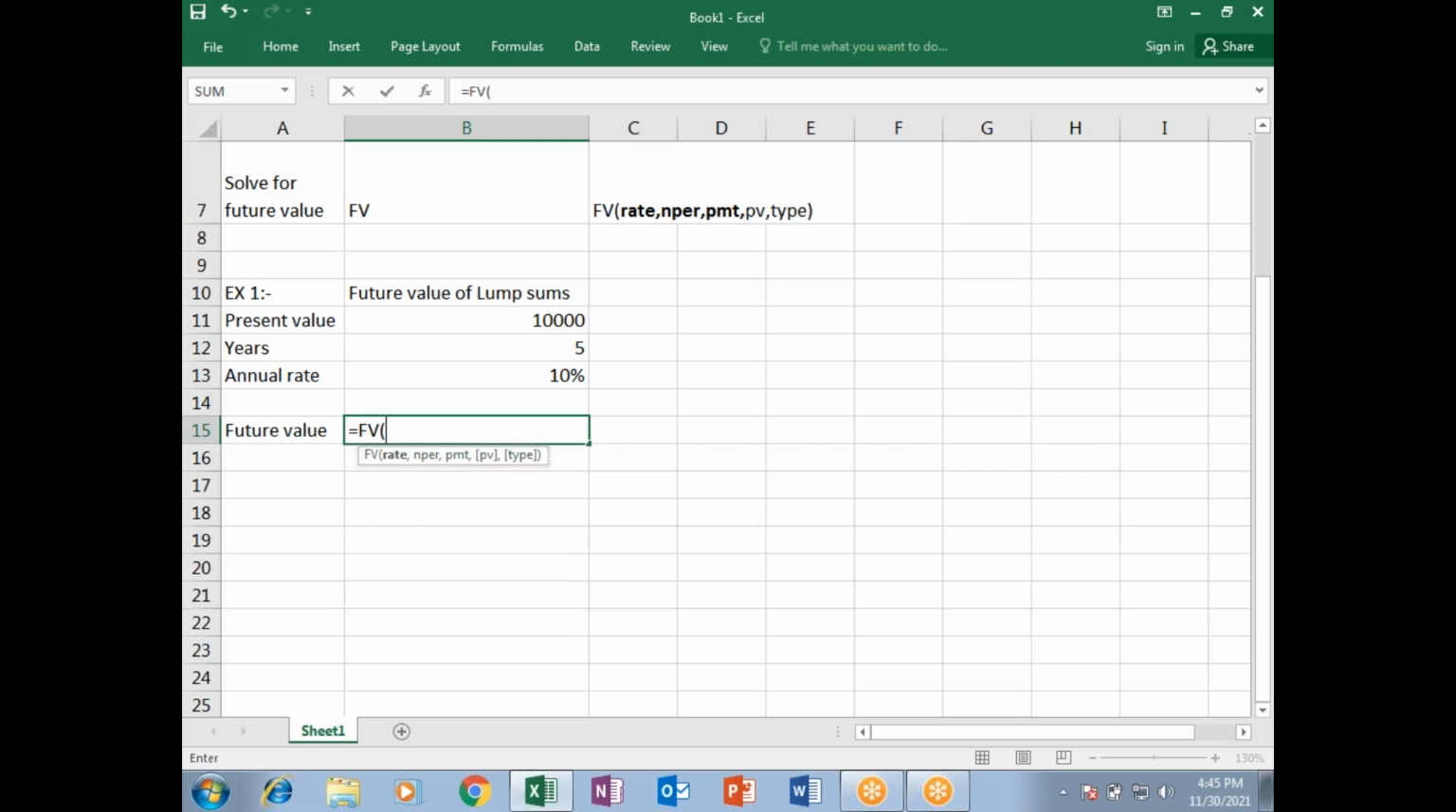Then it will ask me the syntax. First it is asking for the rate. So what is the rate? That is the annual rate. I will select comma, and it is asking me NPER. For NPER I give the years, then comma. Then, if I don't have the payment amount, since I am finding the future value, I don't have the payment amount. So if you don't have anything related to the syntax, you should specify 0. Then you need to give the present value, that is 10,000.